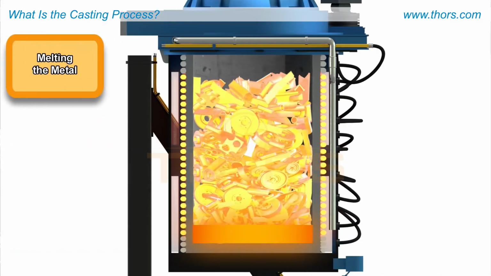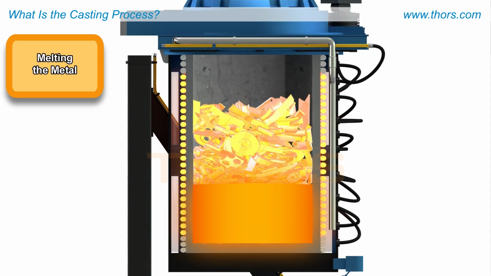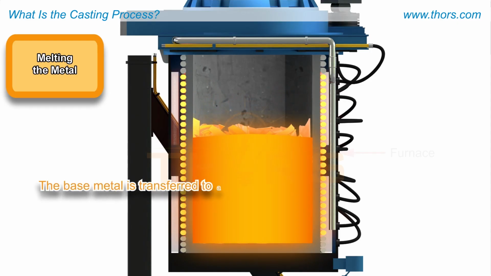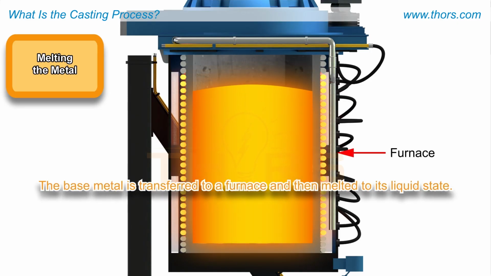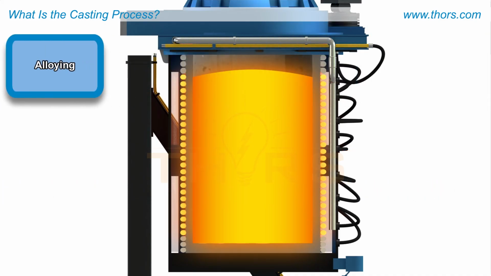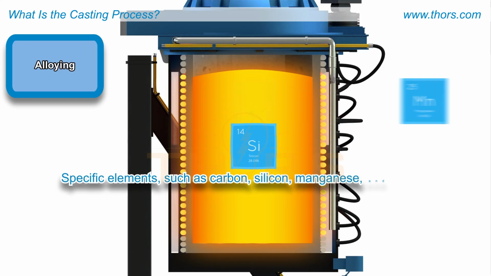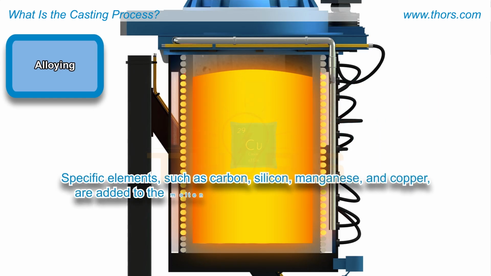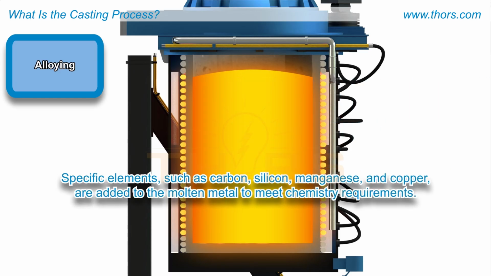In a typical foundry, the casting process begins when the base metal is transferred to a furnace and then melted to its liquid state. Melting is followed by alloying, where specific elements such as carbon, silicon, manganese, and copper are added to the molten metal to meet chemistry requirements.